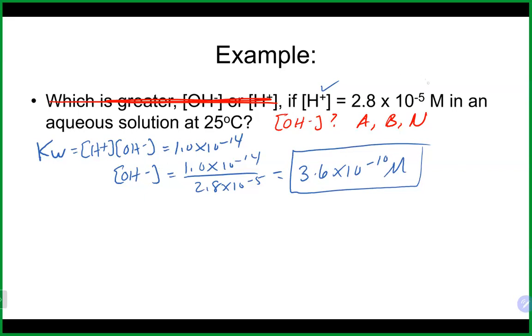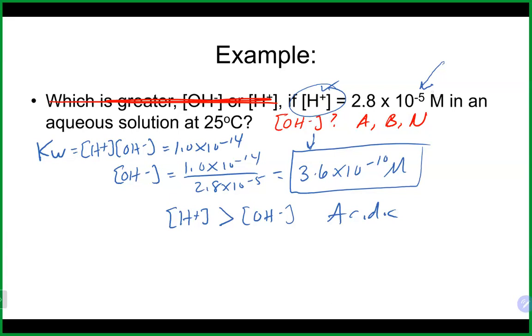Now we want to compare our H plus concentration to our OH minus concentration. And looking at it, it is actually the H plus concentration that's larger, as 10 to the minus 5 is a larger number than 10 to the minus 10. So in this case, the H plus would be larger than the OH minus, and that would tell us that this should be acidic. Any questions on that?